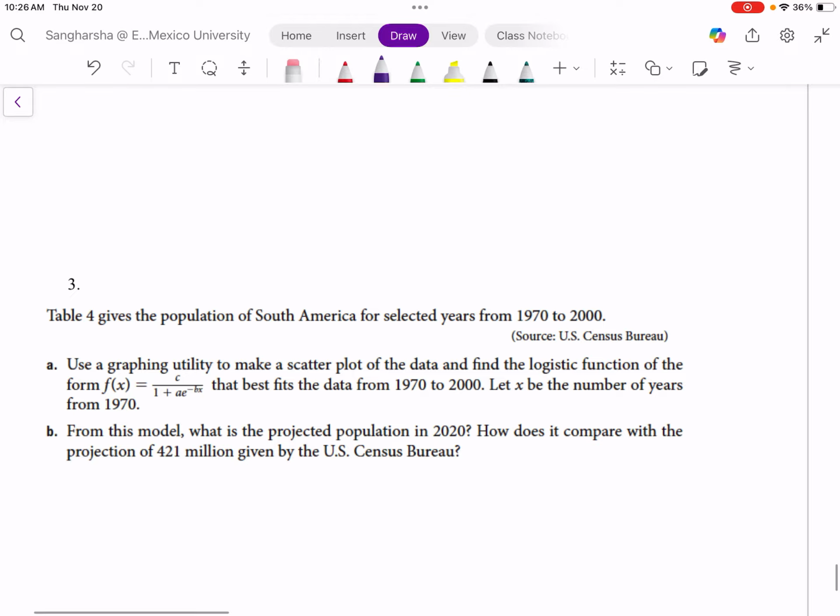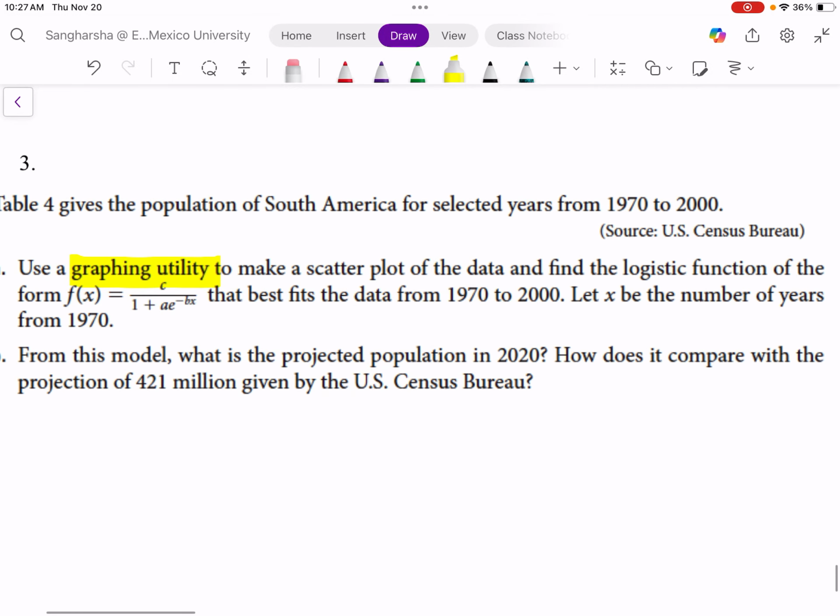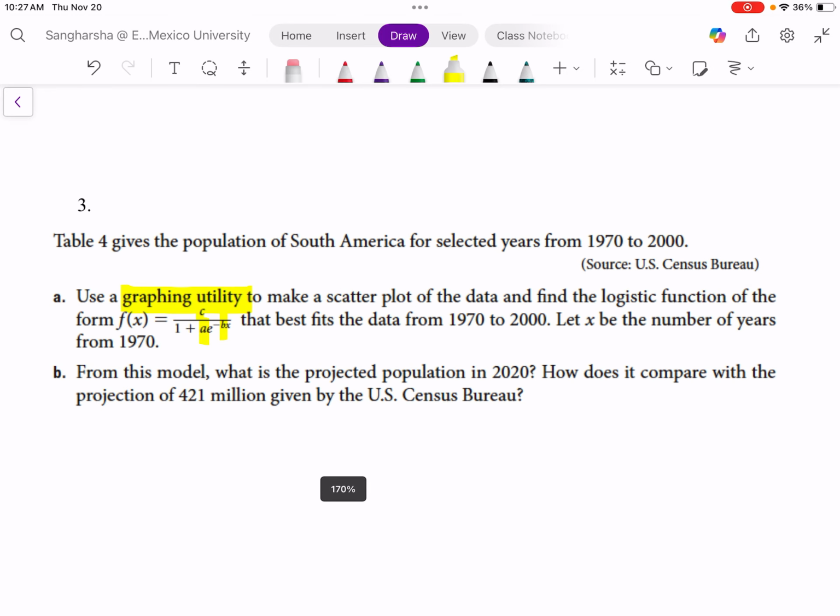In this one, we need table 4. Okay, we have table 4 here. So let me draw that table. Let's see if we can find anything here. There is no way we could calculate the values of A, C, B by hand. We need a graphing utility or software.